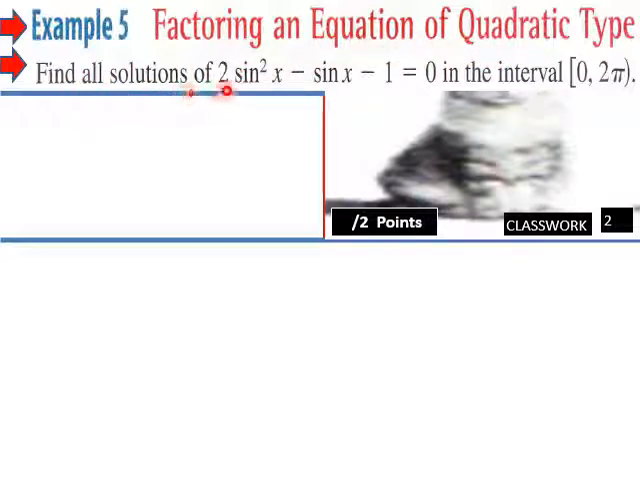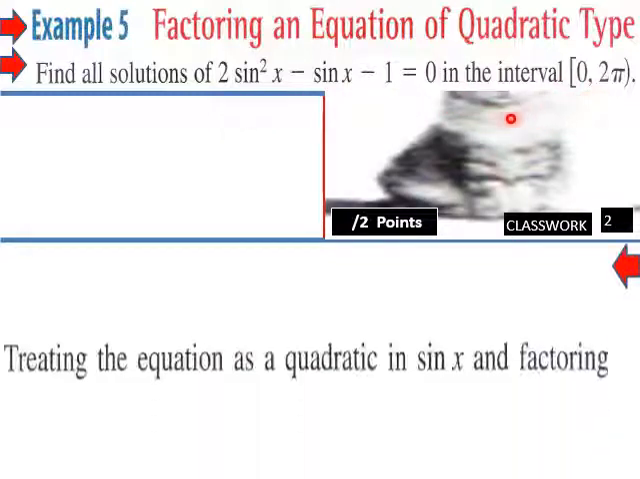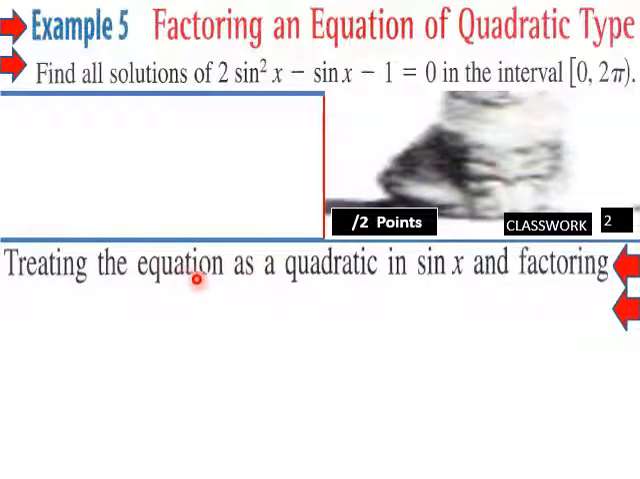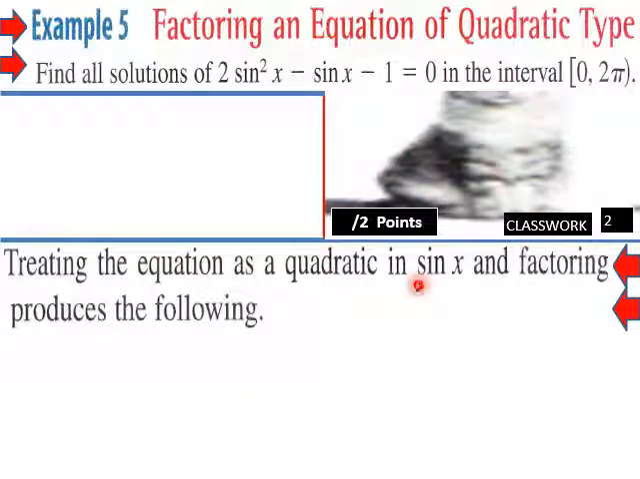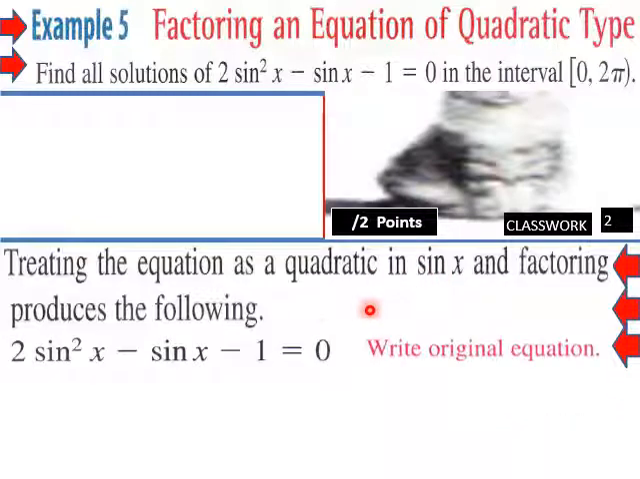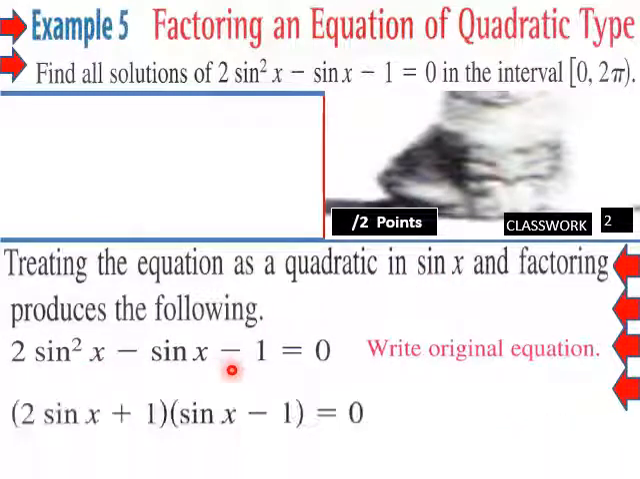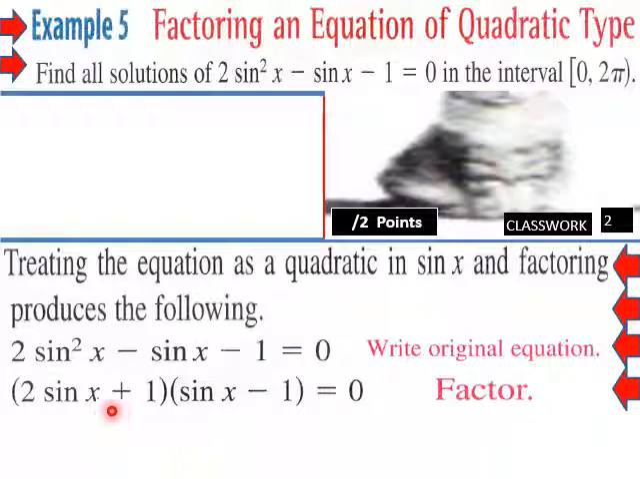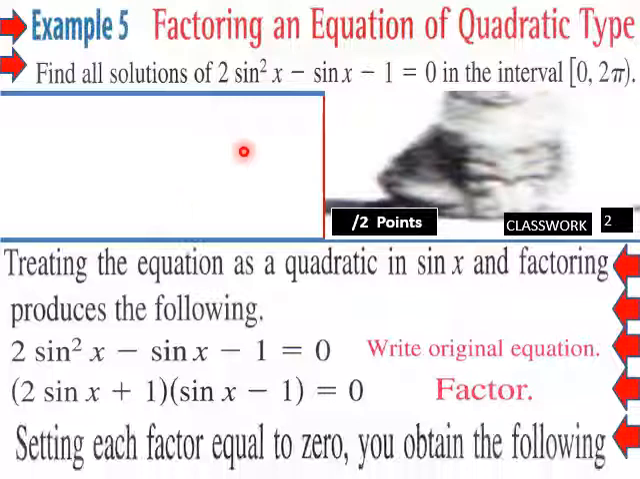Find all solutions of 2 sine squared x minus sine x minus 1 equals 0 in the interval of 0 to 2 pi. Treating the equation as a quadratic in sine x and factoring produces the following. So we have our original here, and when we factor, we get 2 sine x plus 1 times sine x minus 1, which is equal to this expression up here. Now we're going to set each one of these equal to 0.